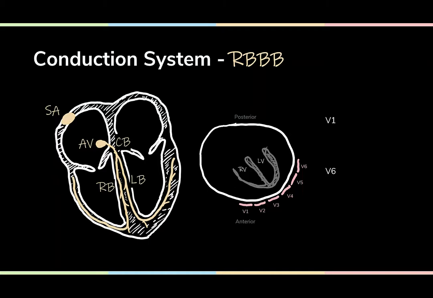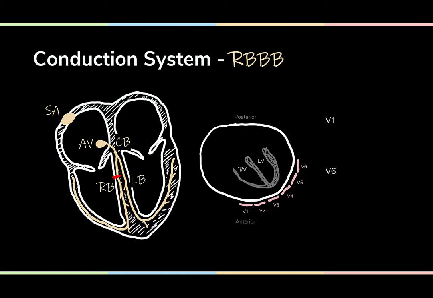So again, the signal comes from the SA node. It travels through the atrium to the AV node, down the junction. And then it goes to the left side of the heart just fine, just like normal. Left bundle is working just fine, okay? But the right side is not. There's a block right here. So in order to depolarize the right side of the heart, it has to travel via cell-to-cell myocyte conduction from the left side to the right side.